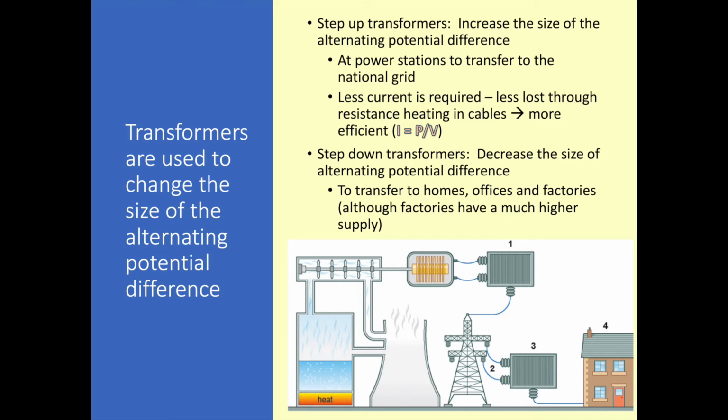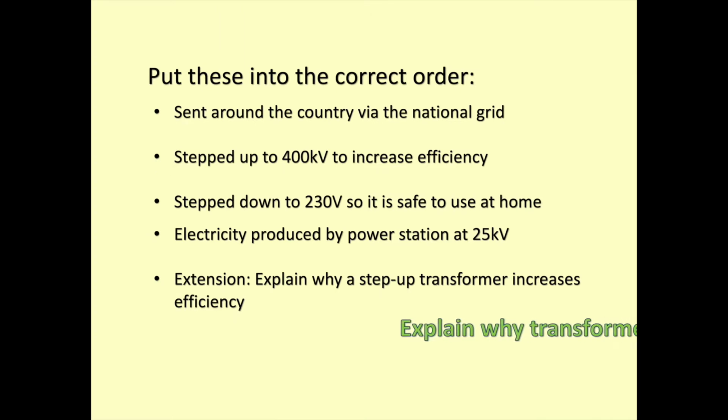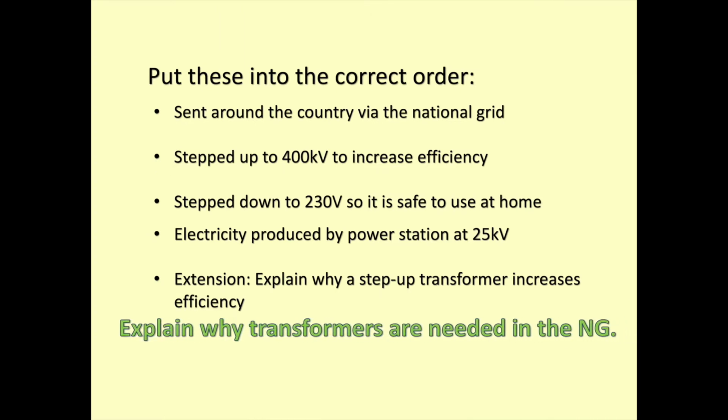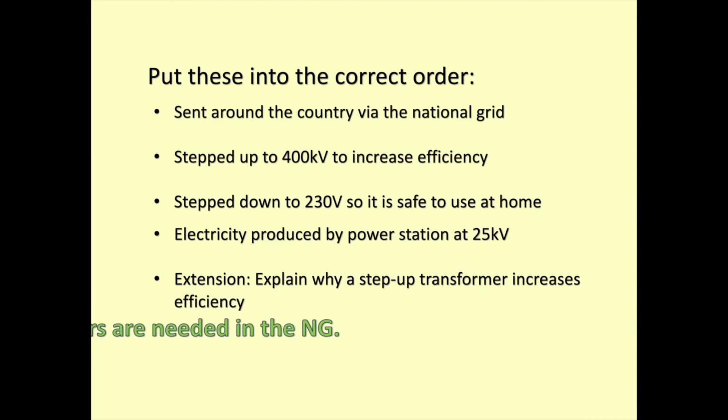Our step down transformers, these are decreasing the size of your alternating potential difference, and this is in order for it to be transferred to our homes, offices and factories. Note that our factories actually have a much higher potential difference applied due to the higher amount that they need compared to the equipment and appliances that we use in our homes. So I'd like you to order these into the correct order and also explain why the transformers are needed in the national grid.